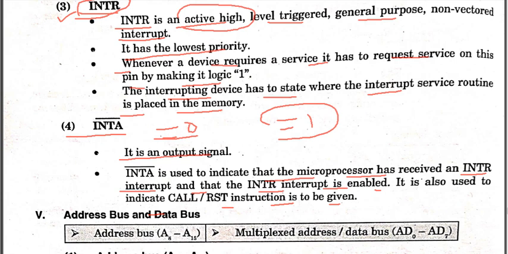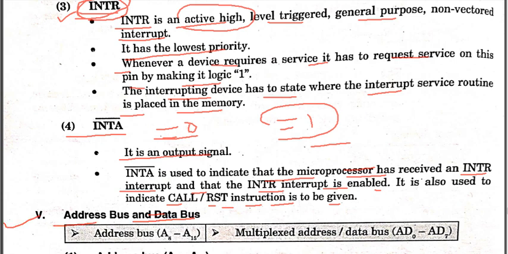तो इंटरप्ट एक्नॉलेजमेंट इंडिकेट करेगा माइक्रोप्रोसेसर हैज़ रिसीव्ड INTR इंटरप्ट. तो जैसे इंटरप्ट रिक्वेस्ट डिवाइस से जनरेट होगा, ठीक है, so at that time this INTA will be active or enabled, so that the microprocessor will know that an interrupt request is generated by any of the input output devices. So generally it will be used for the call and restart instruction.